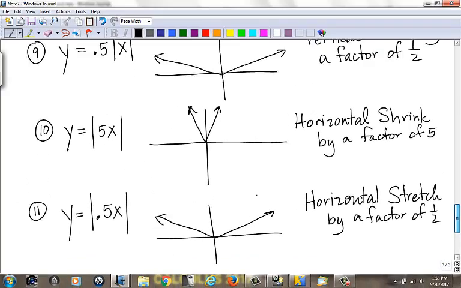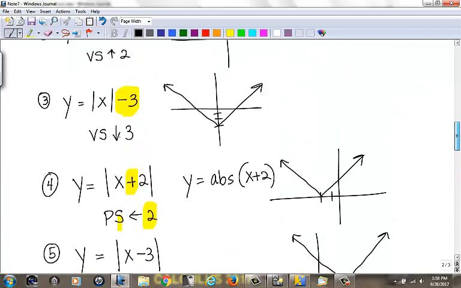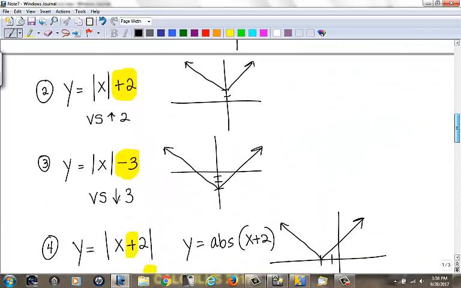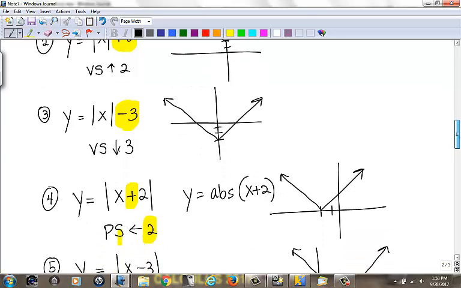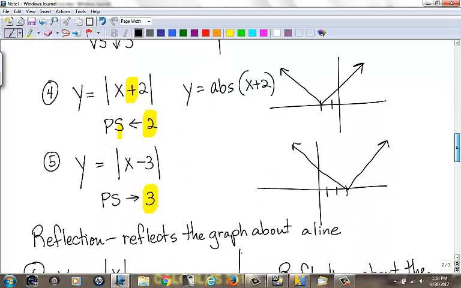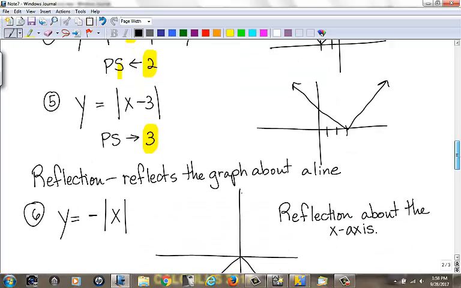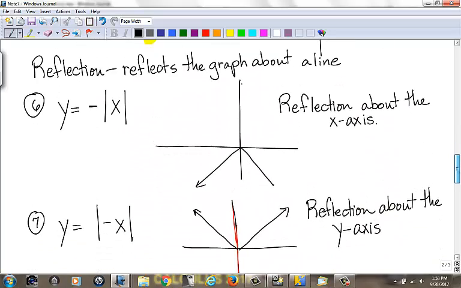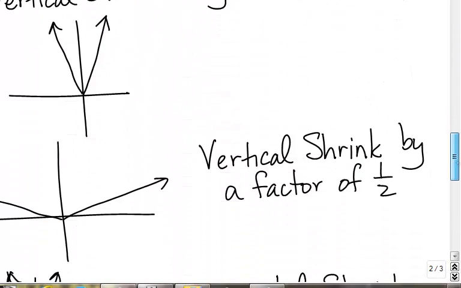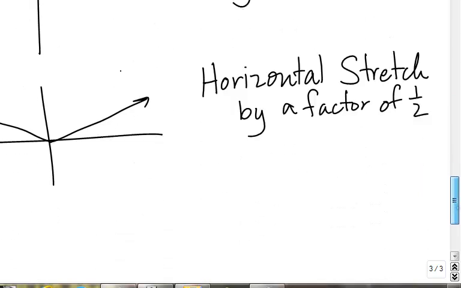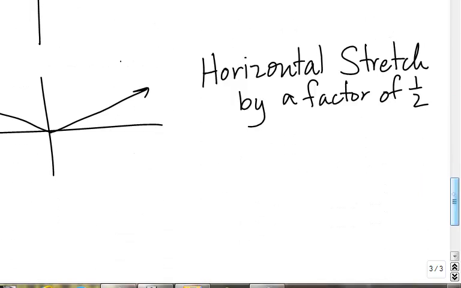Okay, so we've taken one parent graph and gone through all the different transformations. If you go back up and look, we did vertical shifts up and down. If you put the number on the inside with a plus or minus sign, if it's a plus sign it goes to the left, if it's a minus sign it goes to the right. We multiplied by negative signs, and those are reflections. Then we multiplied by numbers. We did the vertical stretch and shrink and the horizontal stretch and shrink. Okay, I'll give you time to work.